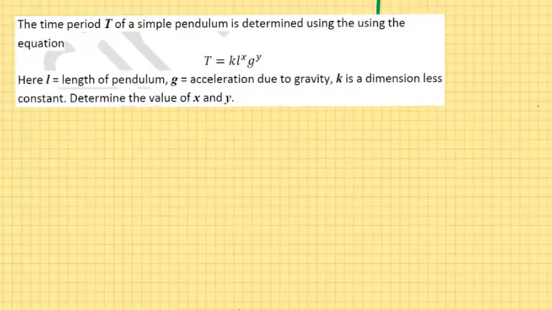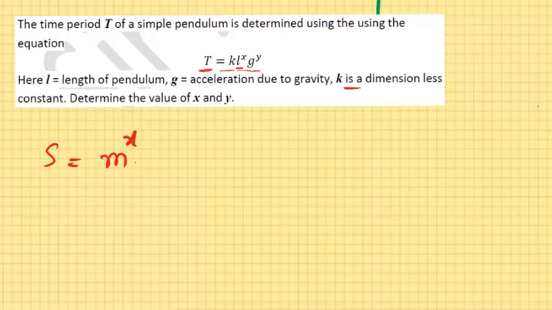Alright, so let us start solving with this equation. I have t equals k l raised to the power x and g raised to the power y. In place of t, I am going to write seconds, because time is measured in seconds. Equals, k is a dimensionless constant, so I am going to ignore k. I am not going to write any SI base unit in place of k. Then l is length, which is measured in meters, so I am going to write meters power x. And g is meters per second square, because that is acceleration, and it has the power y.